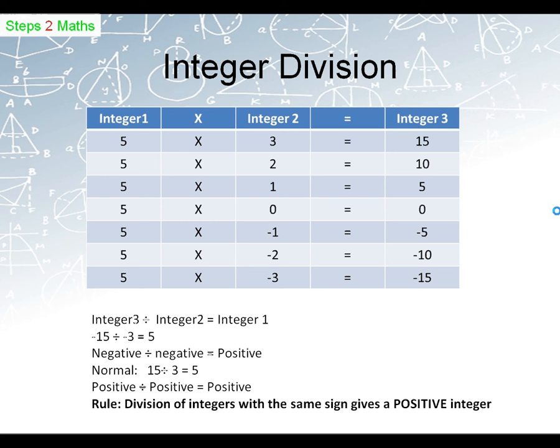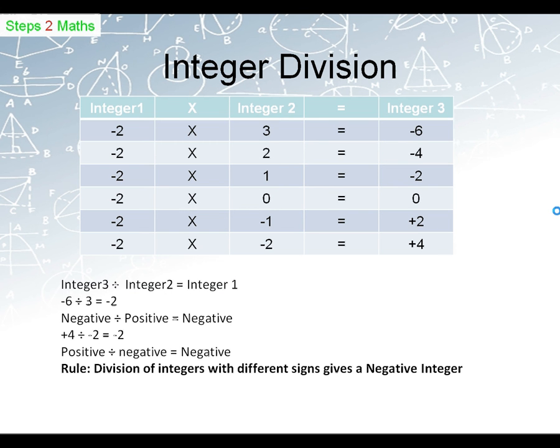10 divided by 2 is 5. 5 divided by 1 is 5. 0, you cannot divide by 0. Let's ignore that. Negative 5 divided by negative 1 is positive 5. Okay, so we find a negative divided by a negative number gives us a positive number. So it's the same rule for division as it was for multiplication.